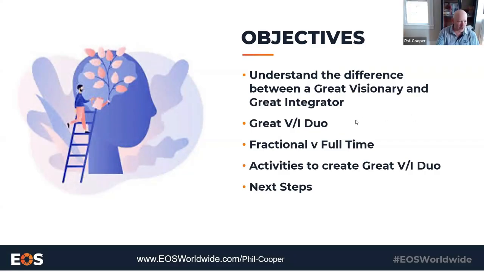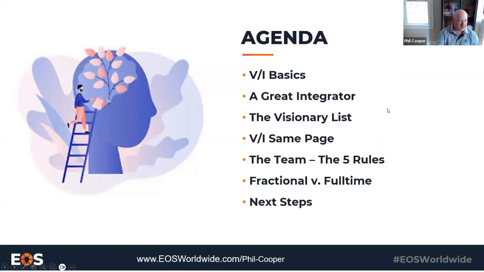So then let me go over, as we always do, that's where we're going. The question is, how are we going to get there? So our agenda, we're going to go through VI basics. We're going to talk about what makes a great integrator. We're going to talk about the visionary lists. Then we're going to talk about what the VI same page meeting looks like. We're going to talk about the team and the 5 rules. And then we'll talk about fractional and full-time, and then we'll do next steps. And then we'll get you out of here.